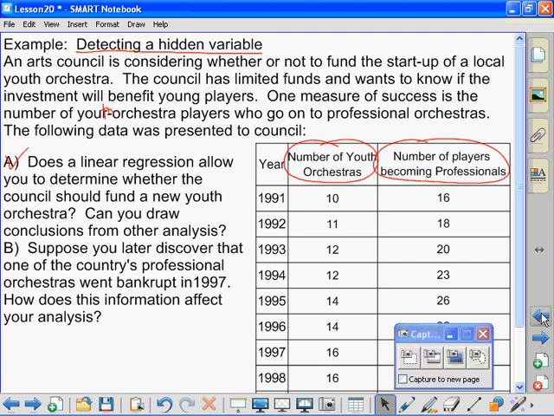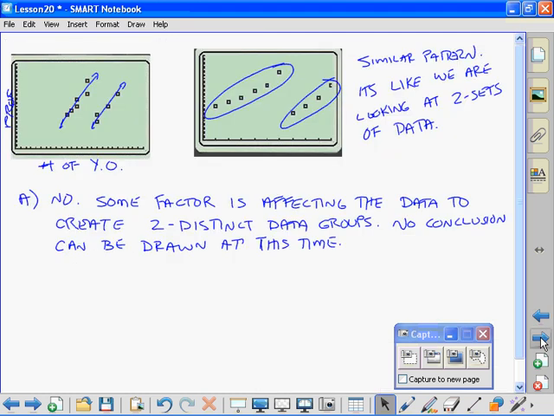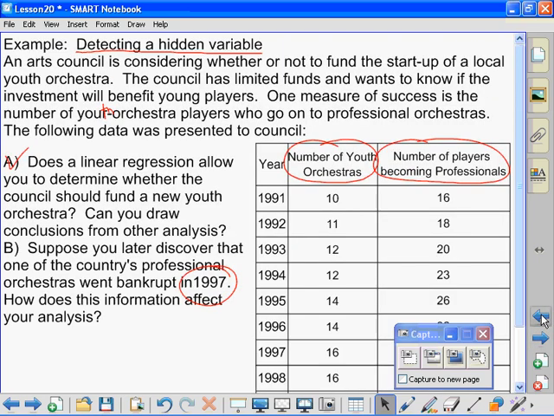B part. Suppose you later discover that one of the country's professional orchestras went bankrupt in 1997. If we look back at our graphs that we created, 1997, I know it doesn't show here, but 1997 is right there. So you got 1, 2, 3, 4, 5, oops. Yeah, that's right, 7, so I'm off a little bit. So in both graphs at 1997, that's where the problem is. So that's good to know. You've identified, hey, something did happen.